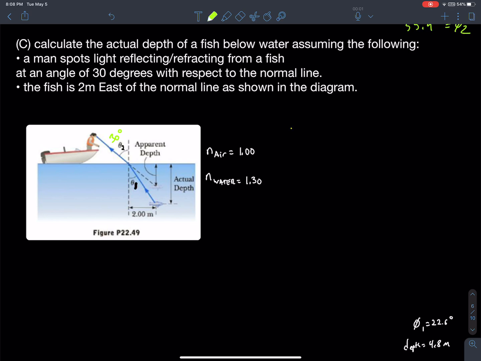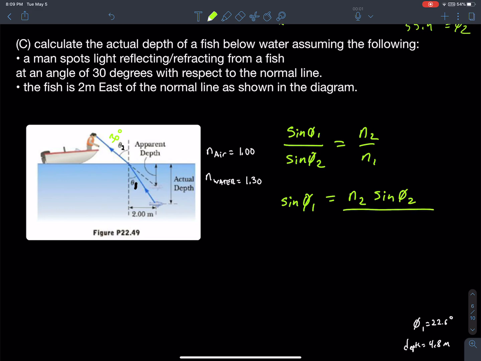Let's go do that. Sine theta 1, which is this angle right here, divided by sine theta 2 is equal to n2 over n1. That's Snell's law. We're trying to solve for sine theta 1, which is equal to n2 times sine theta 2 divided by n1. So sine of theta 1 is equal to 1.00, because this is n2, the medium that I'm going into, and n1 is water. 1.0 times sine of 30 degrees divided by 1.30.